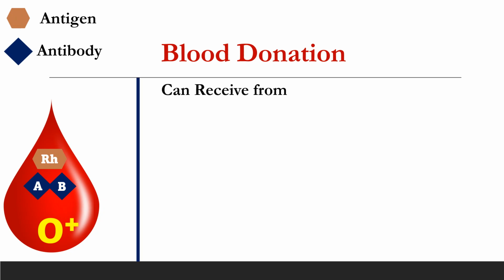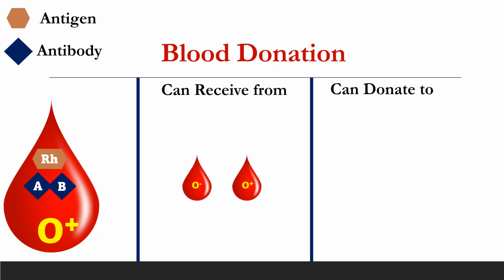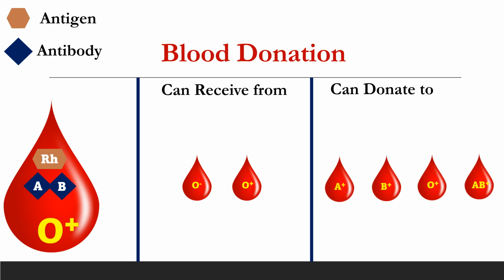So in this case, they can receive blood from O minus and O plus, and they can donate only to plus-containing blood groups, which have the plus. So it will be all four groups, like A, B, O, and AB plus blood group, that they can donate to.